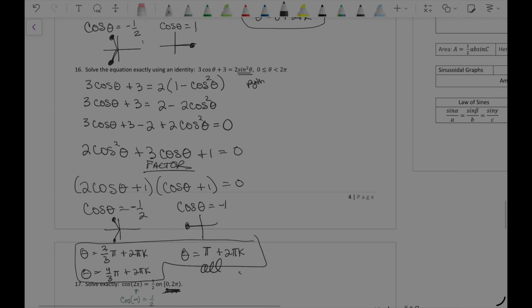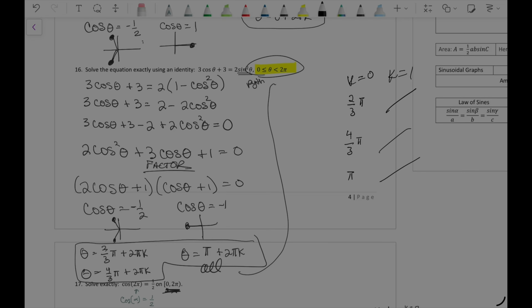Now it's asking for the specifics, right? From 0 to 2 pi. So if it wants the specifics, we're going to say, what do we get when k is 0? We get 2/3 pi. We get 4/3 pi. We get pi. Now, if k is 1, all of these are positive, and we'll add 2 pi to it, which means they will all be too big.